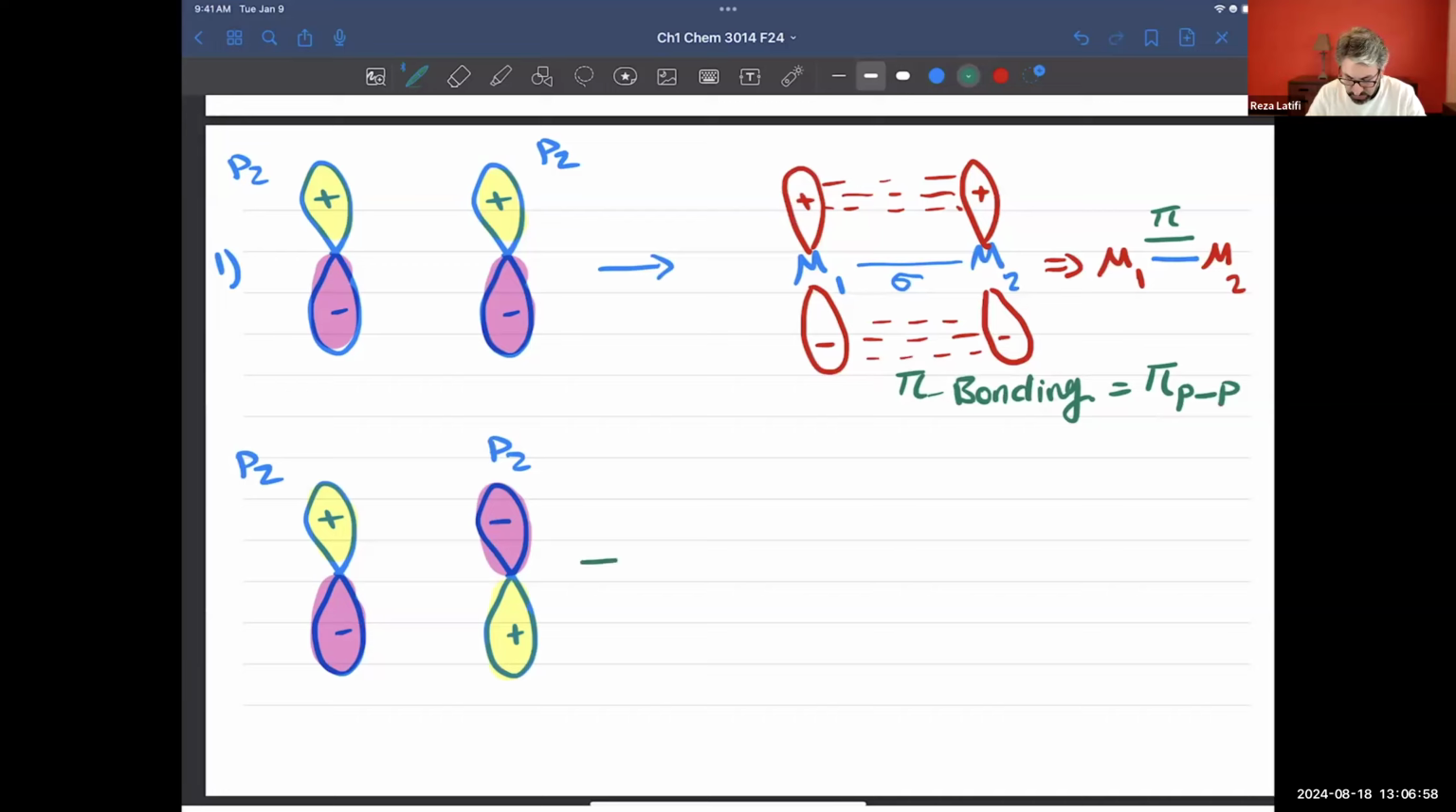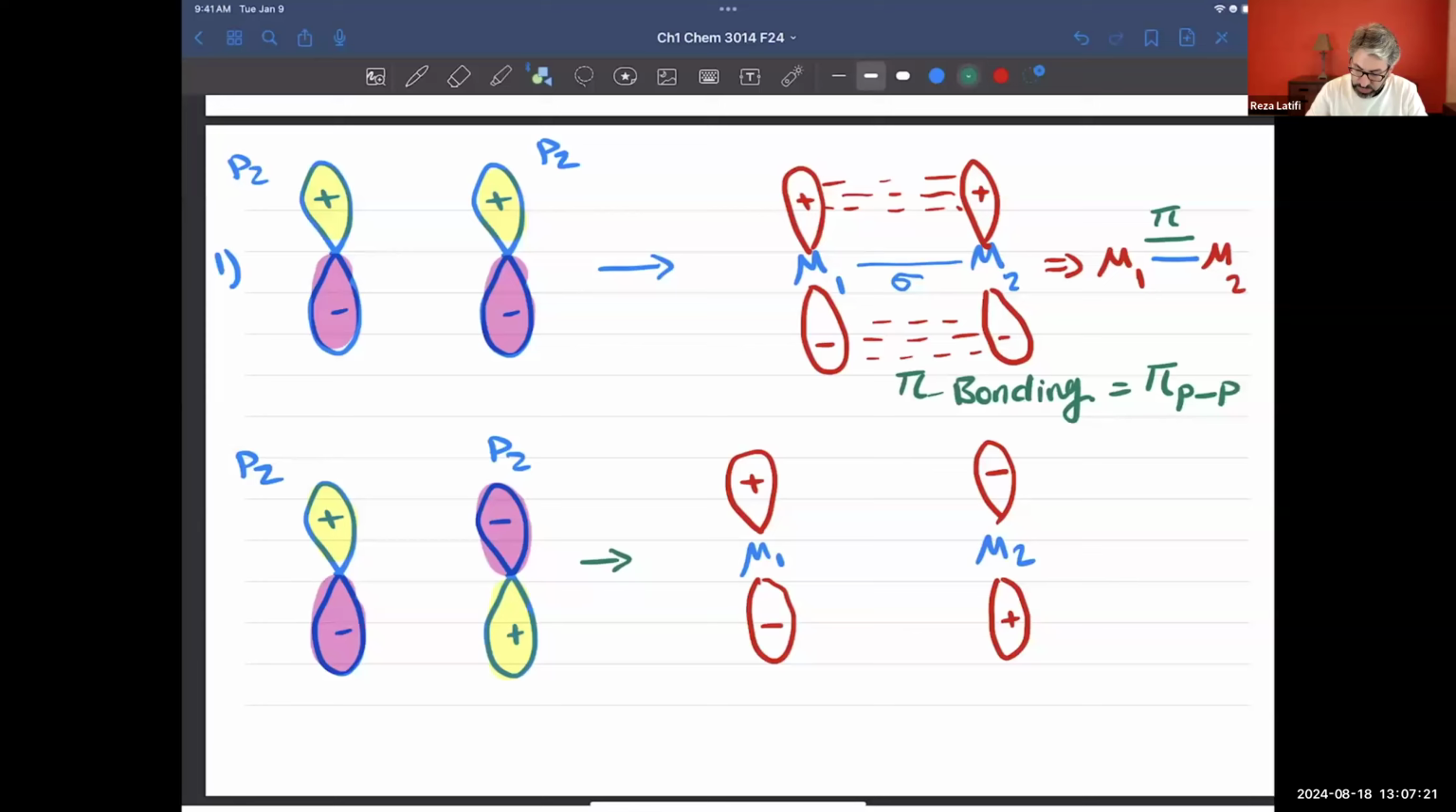Another case: M1 and M2. I have a positive sign here, negative sign there. This one will be negative, and here I have positive. So let's see, do I see any node between them? Clearly there is a node. And where is the node? The node is here. So we have a node there, because the sign is turning from positive to negative. Again, here.